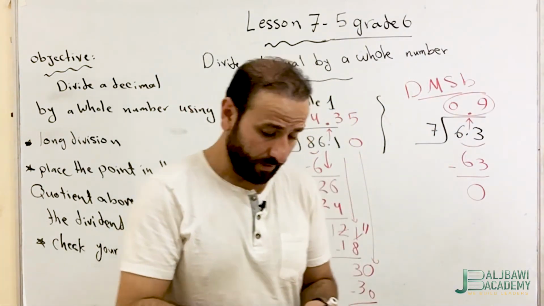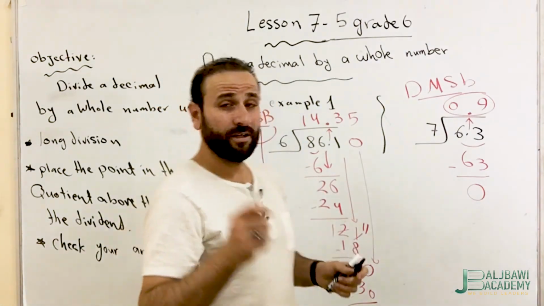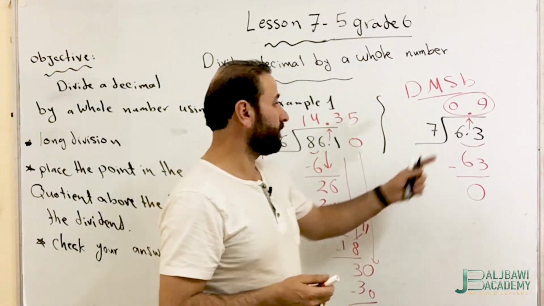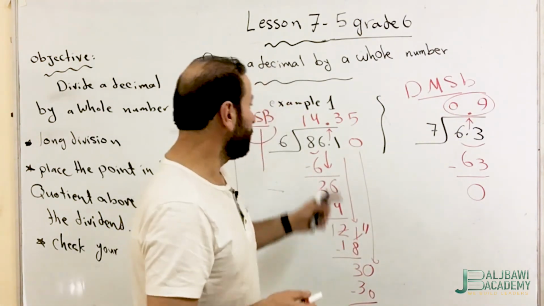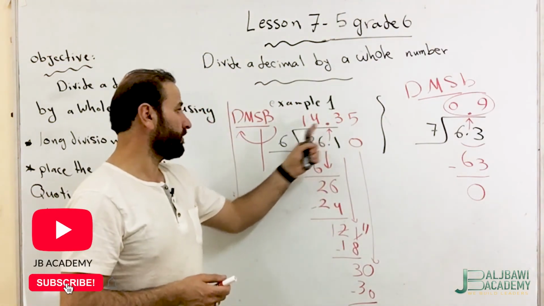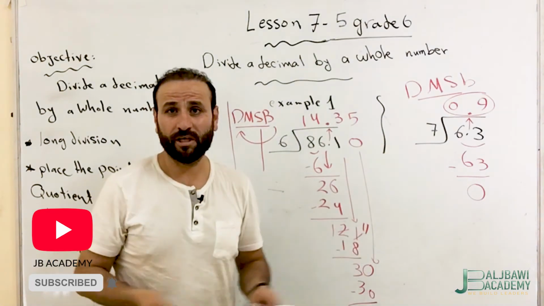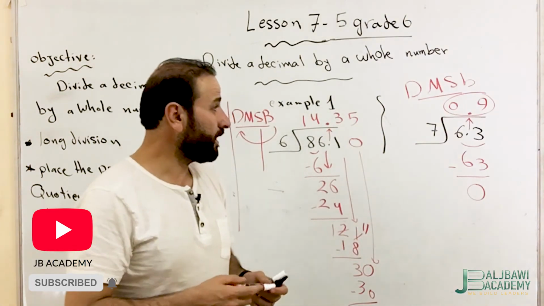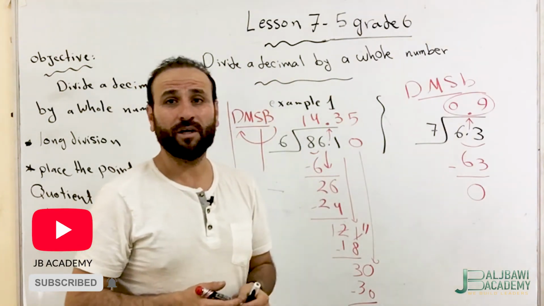Now to check if your answer is correct, you can either estimate or multiply the quotient by the divisor. In this example, we multiply the quotient by the divisor and we add the remainder, but here we don't have a remainder. So that's all about how to divide a decimal by a whole number.